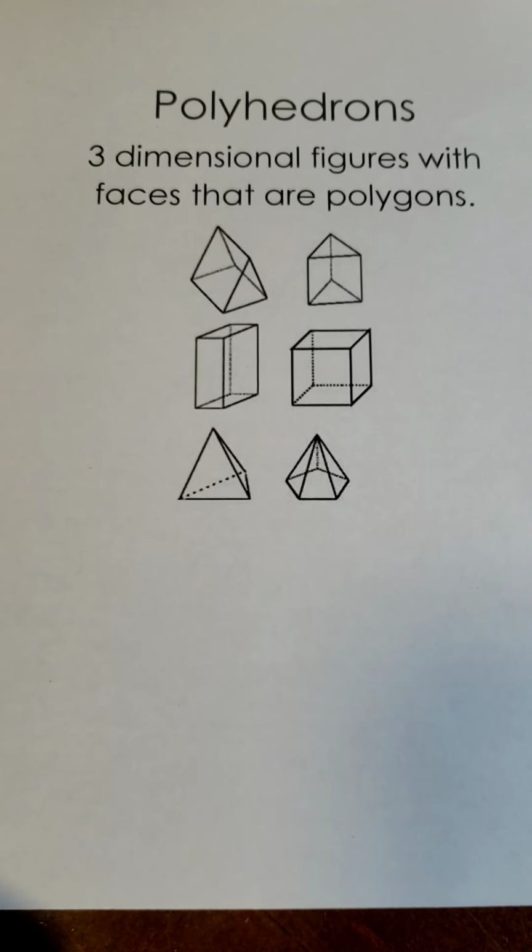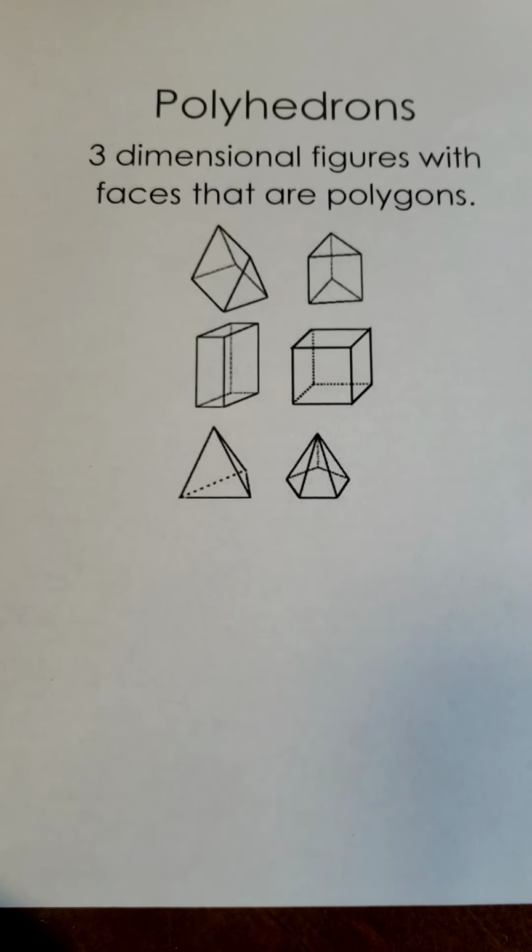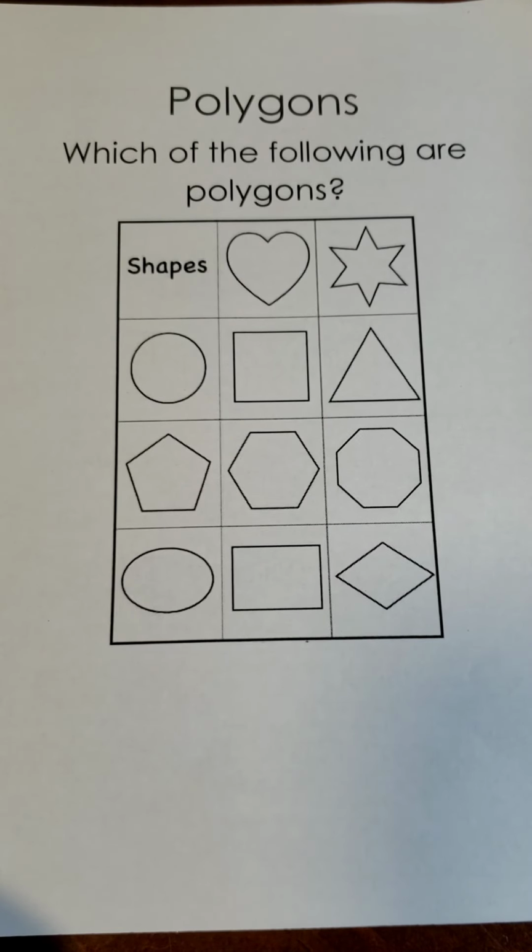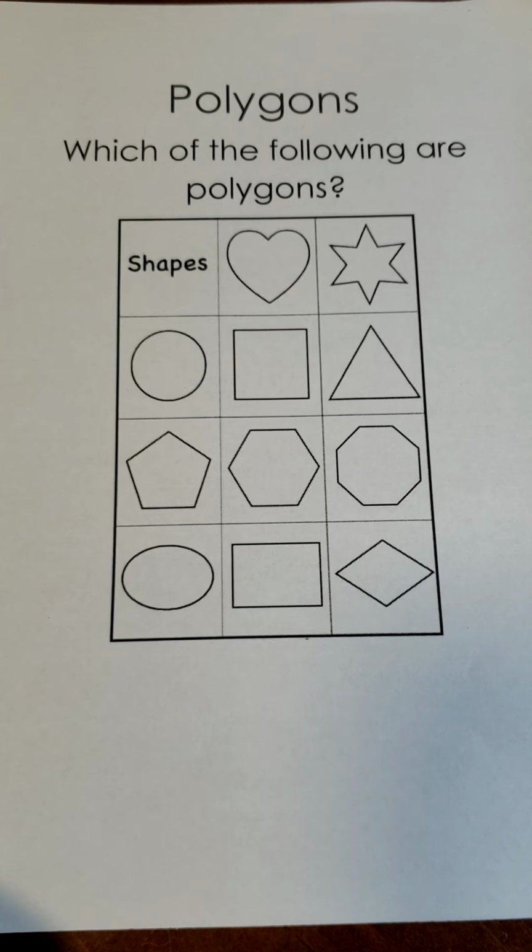So today's lesson is lesson 11.4 in the Go Math book, and we're going to be learning about polyhedrons. Polyhedrons are three-dimensional figures with faces that are polygons. So we're going to do a quick little review of what polygons are. I'm going to take you back to lesson 11.1. In order to really classify polyhedrons, we need to know how to identify polygons.